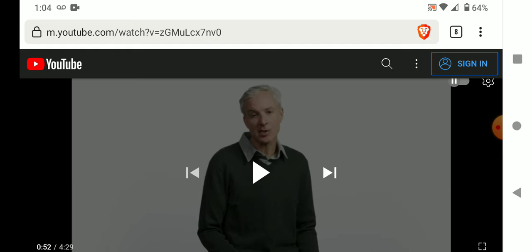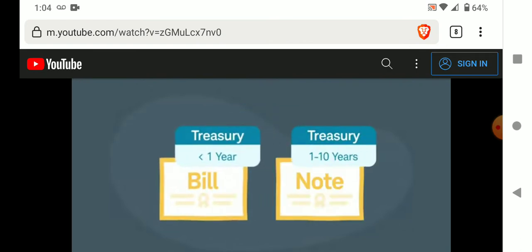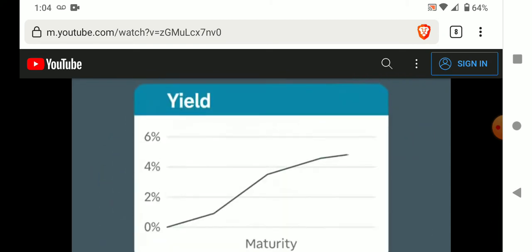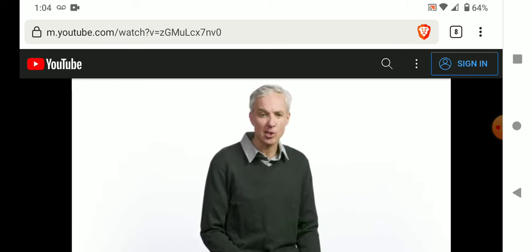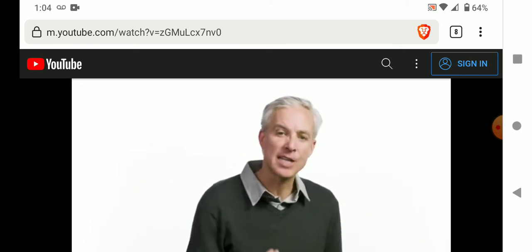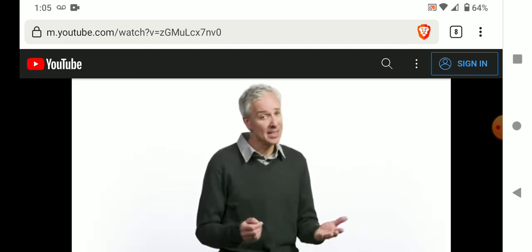That's what it is. Classified into three types based on their length of maturity. Bills have a maturity of less than a year. Notes have a maturity of 1 to 10 years. And bonds have a maturity greater than 10 years. Typically, the longer the maturity, the higher the yield. At the simplest level, the yield on the 10-year Treasury is the rate of return an investor would expect when purchasing 10-year Treasuries. But to understand why that rate is important, you need to understand how yield is determined for Treasuries. Yield is driven by supply and demand.